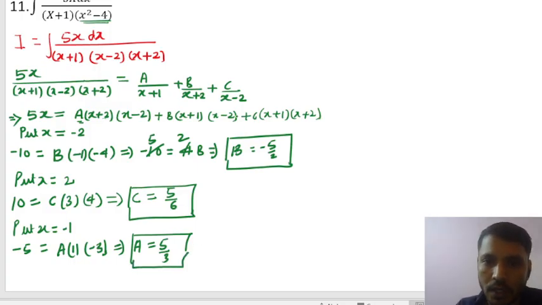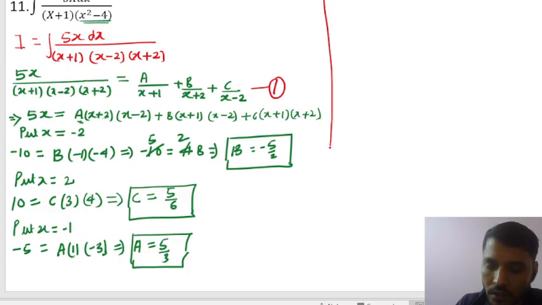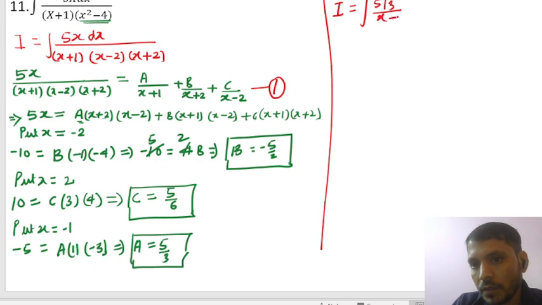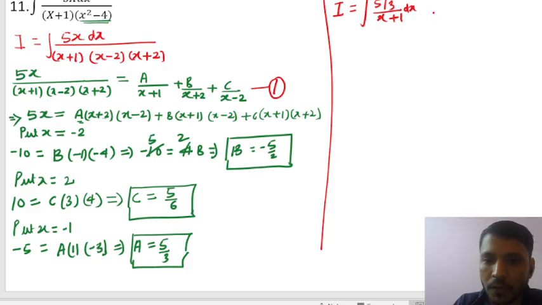So we can take the integration of this equation now. Let us suppose this is our first equation. So we are going to take the integration sign on both sides. If you are taking integration, the LHS is nothing but I only, right? And RHS is integration of A upon x plus 1. A is what? So A is 5 by 3. So here we will write 5 by 3 divided by x plus 1, here dx. Right, now plus b is what?